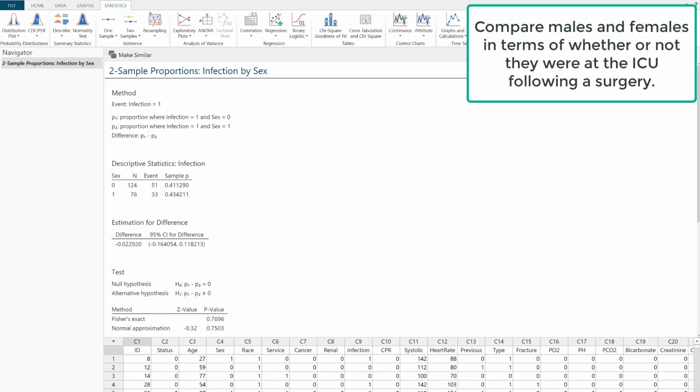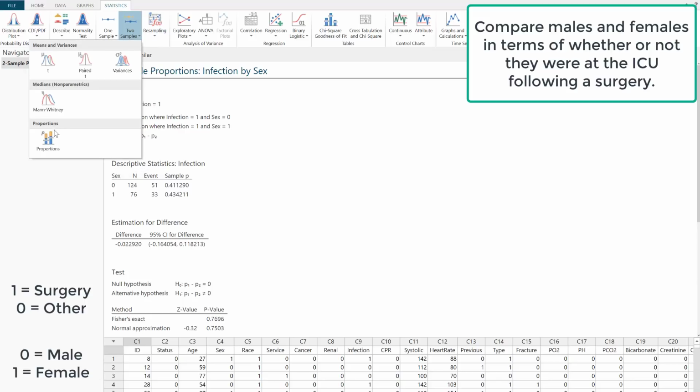In order to check the assumption that there are at least 10 surgeries and at least 10 non-surgeries in each group, I'm going to run the test here in Minitab Express to get the descriptive statistics that we need to check the assumption. The sex variable here is coded as 0 equals male and 1 equals female. The service variable is coded as 1 equals surgery and 0 equals other medical treatment. I'll go to Statistics, 2 Samples, Proportions.